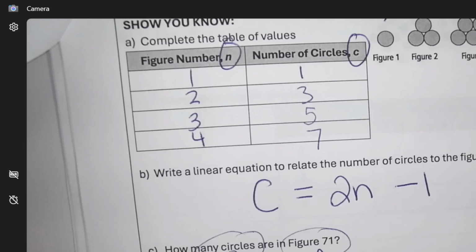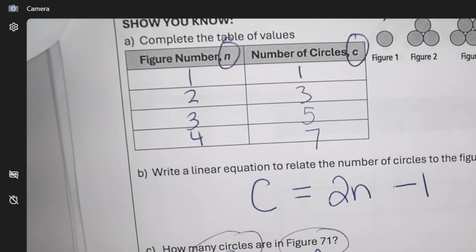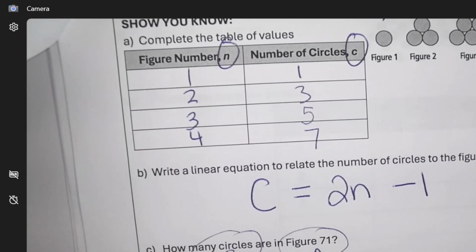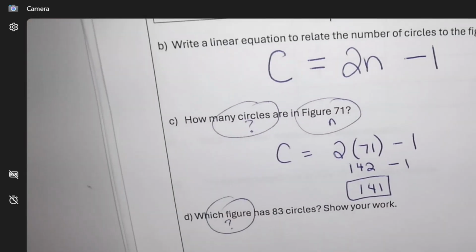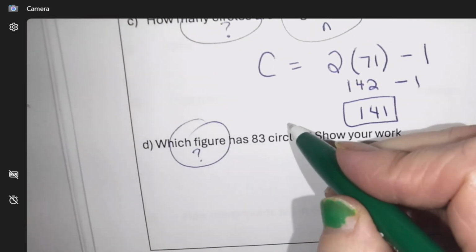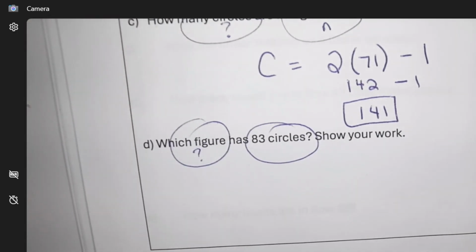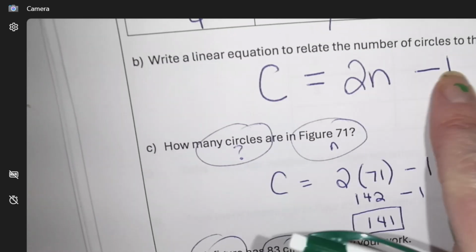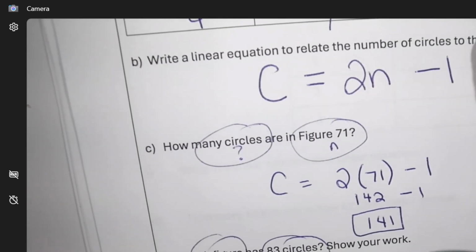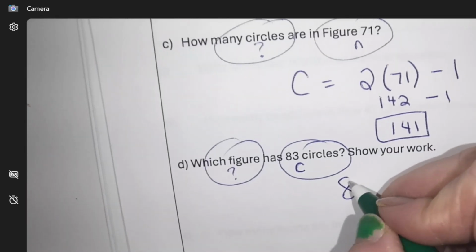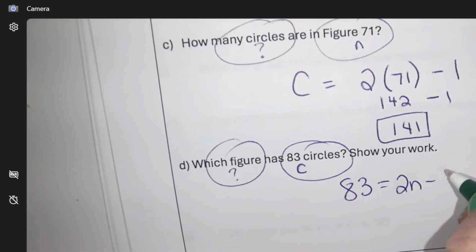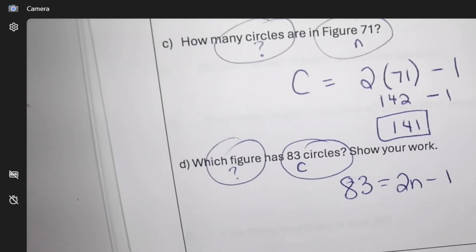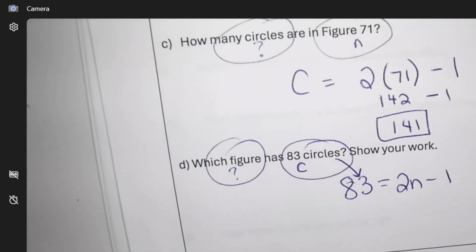Okay, which figure, so that's my question mark, which figure would I be on when I have 83 circles? So this time, what did I do? I gave you the C value. So can you go to your equation, and this time you're going to replace C. So this time I replaced C. Does that make sense?